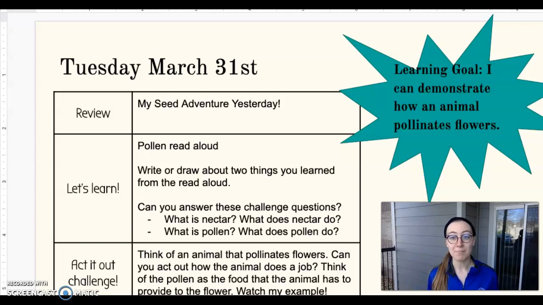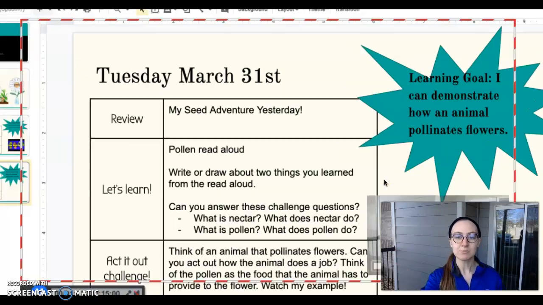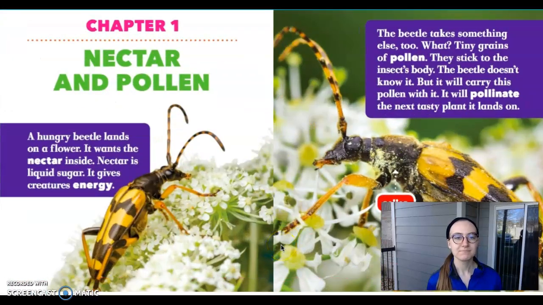So today we're going to learn about pollen. And our goal today is that I can demonstrate how an animal pollinates flowers. And I have a pretty fun challenge for you, and that we will get to in just a little bit. But before we get started, we have to learn about pollen. Like, what even is pollen? So let's read a story and let's find out.